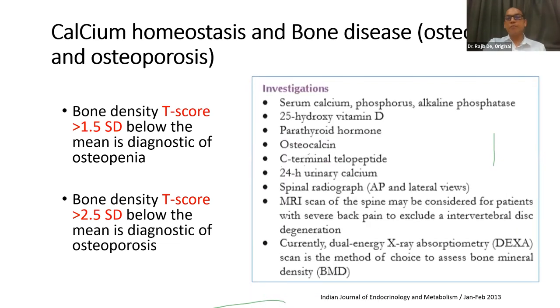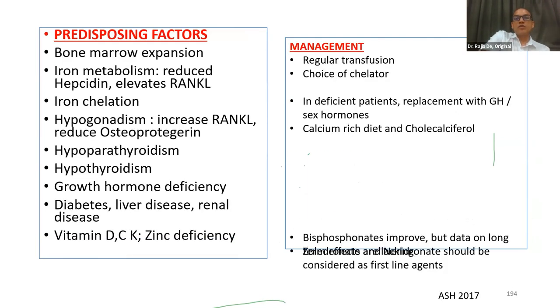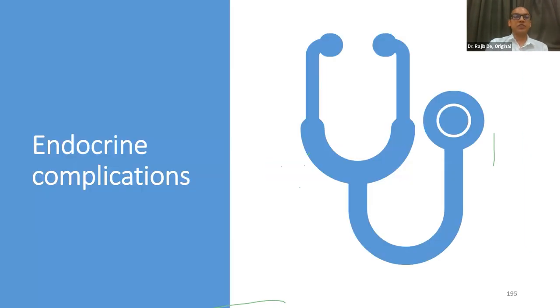We need to rule out the presence of vitamin D deficiency. The parathyroid hormone needs to be assessed, and they may benefit from bisphosphonates. One or two doses of bisphosphonate every 3 months is also sufficient for managing osteoporosis in thalassemia patients.